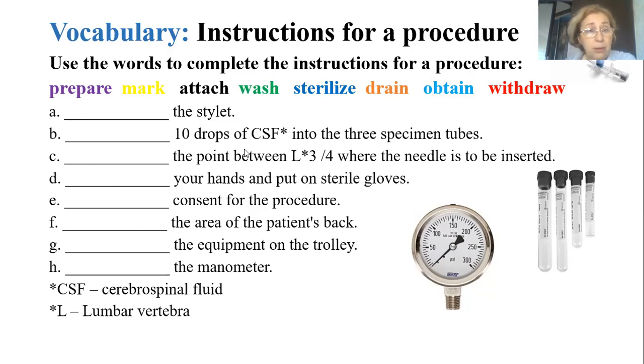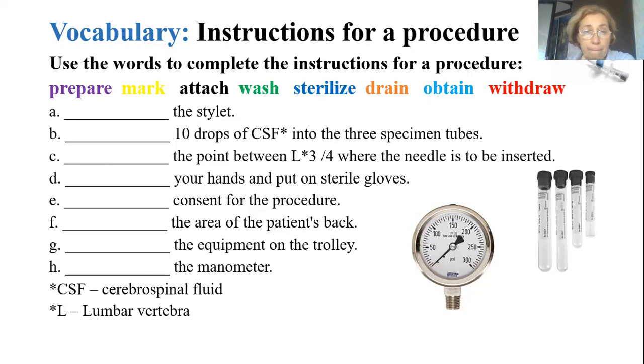Okay, what about sentence B? In sentence B, we can see the abbreviation CSF. It stands for, if we look down, cerebrospinal fluid. And in line C, the abbreviation is L3/4. This is lumbar vertebra.